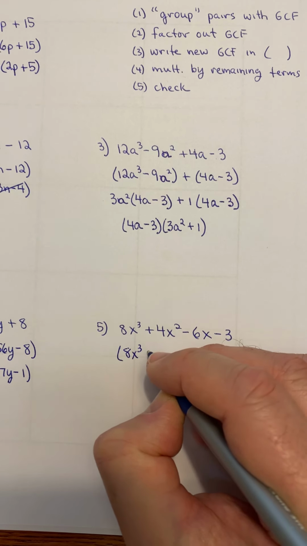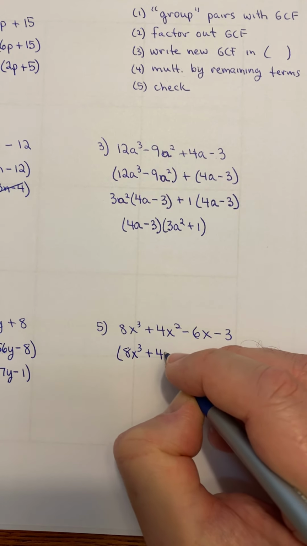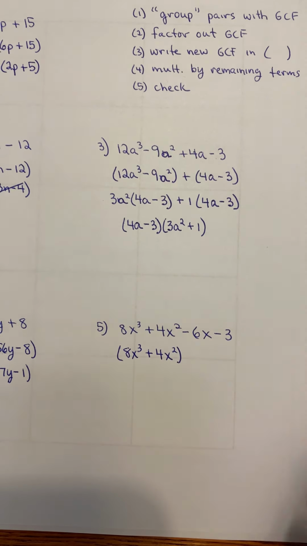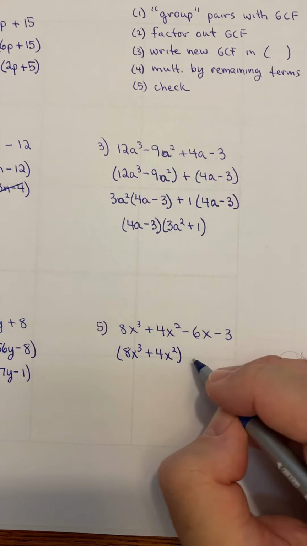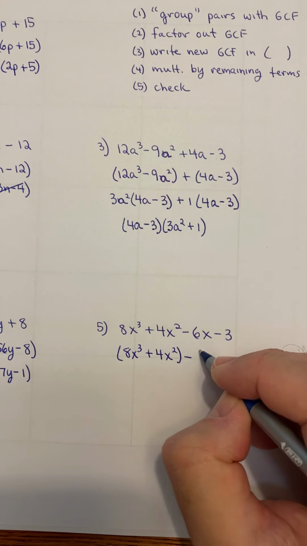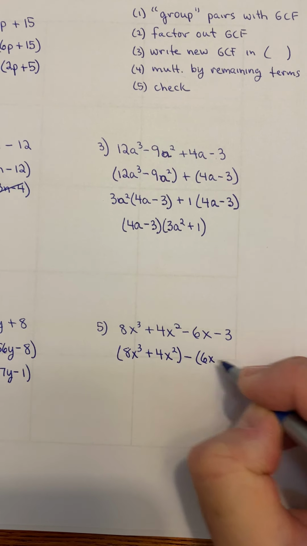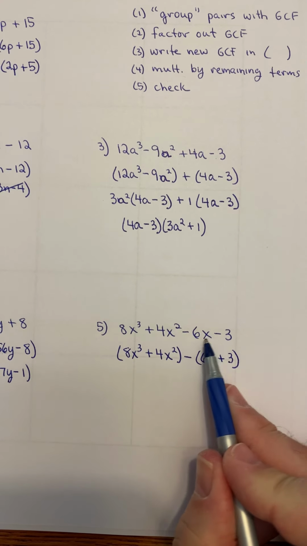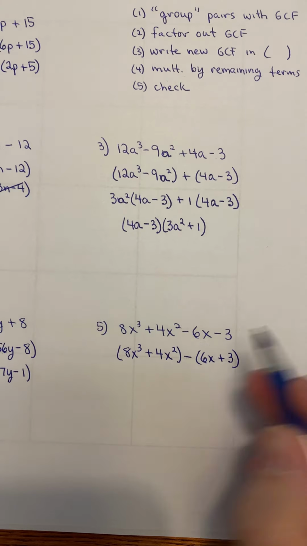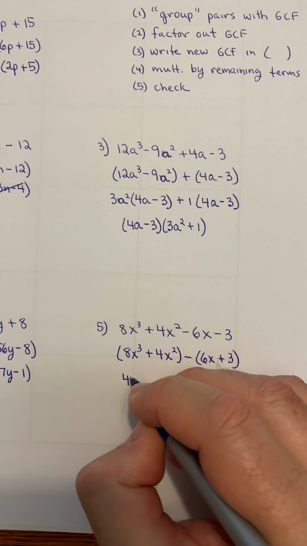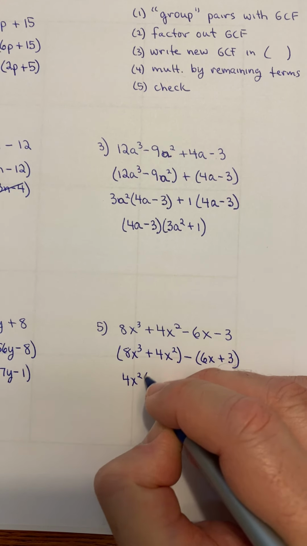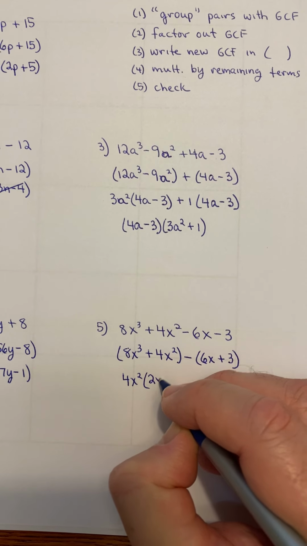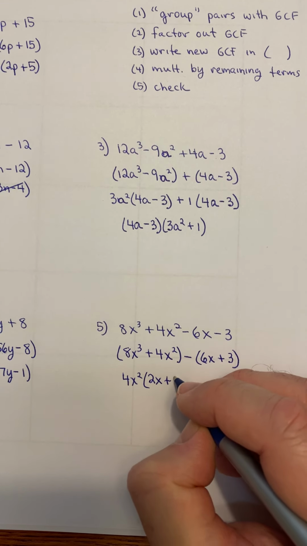So again, I'm going to group the first two. Sometimes that doesn't work, but notice positive, positive. The only way I'm going to get positive, positive out of here is if I factor out the negative. Distribute the negative, I would get minus 6x minus 3, so that works. Common factor here, 4x squared. Now I'm left with 2x plus 1.